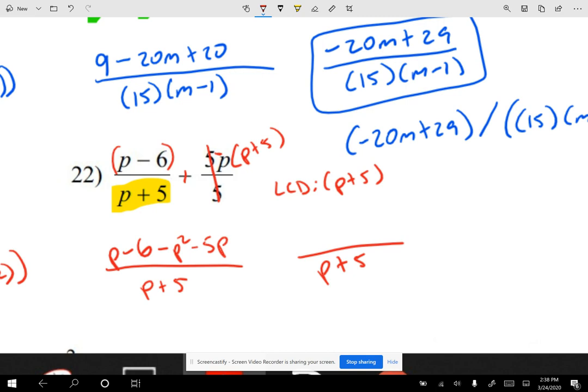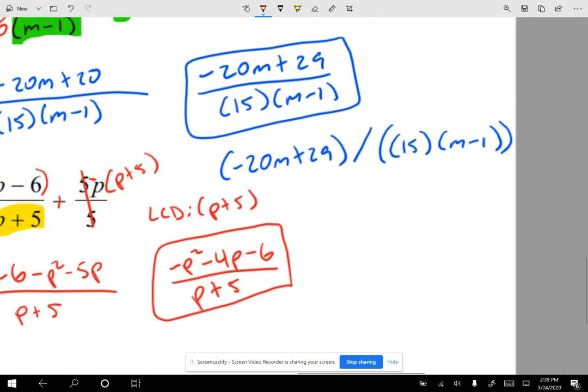Now on the top, let me combine my like terms starting from the highest exponent. So negative p squared minus 4p minus 6. Now to type this, inside parentheses, negative p to the second minus 4p minus 6 over p plus 5.